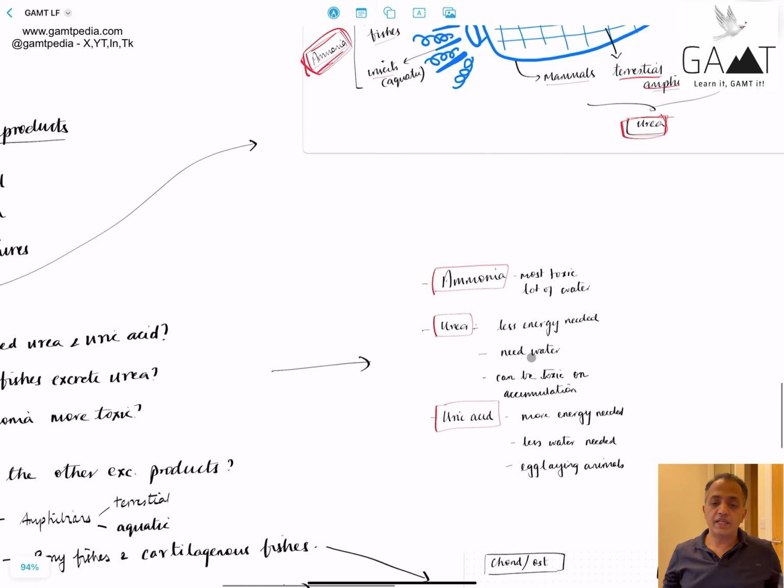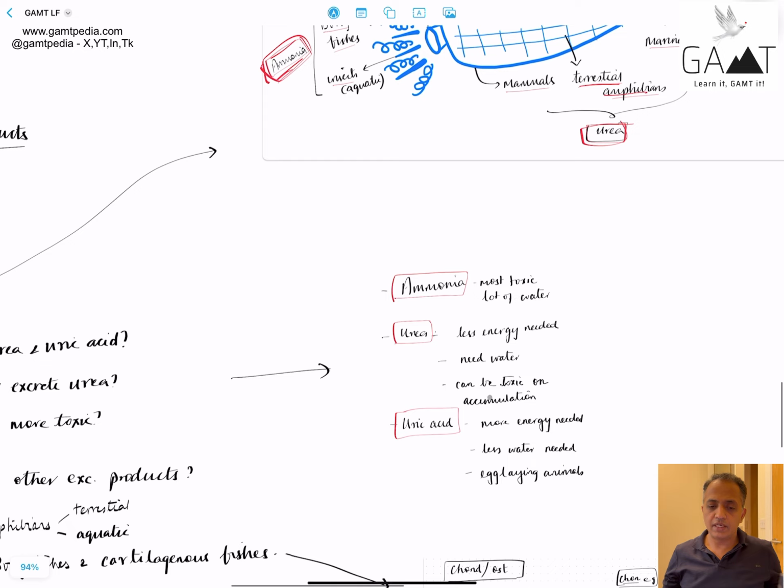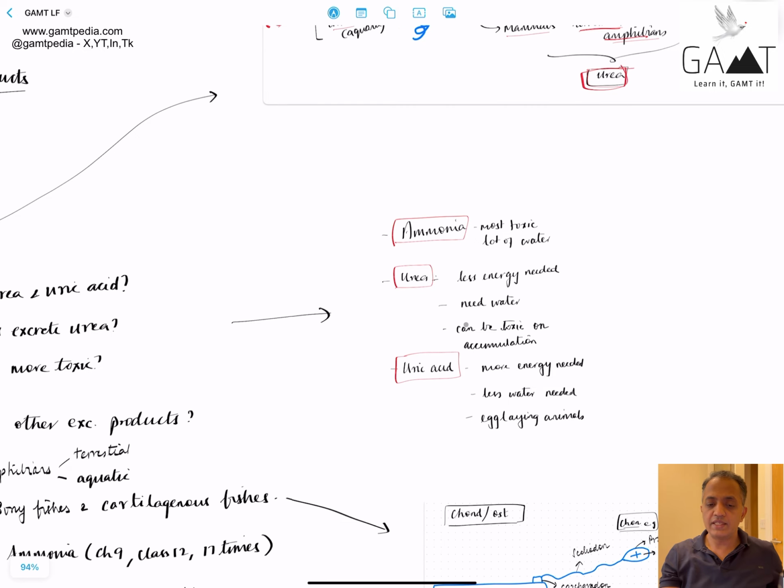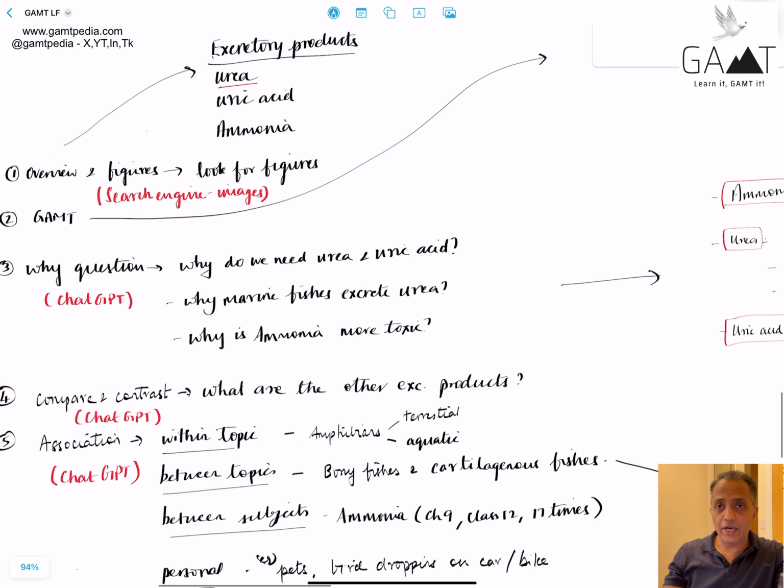Okay, so the other question that I had, so let me summarize that here. So most toxic, less energy needed. That's the key here. More energy is needed for uric acid, and that's why some animals produce urea. Okay, so what are the questions? The other question I had when I was looking at this is, why do marine fishes excrete urea?